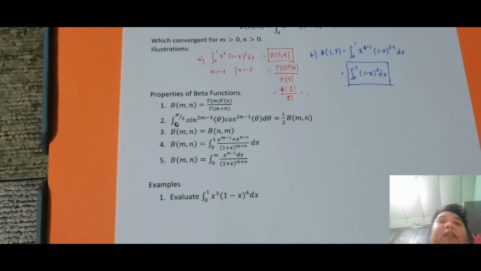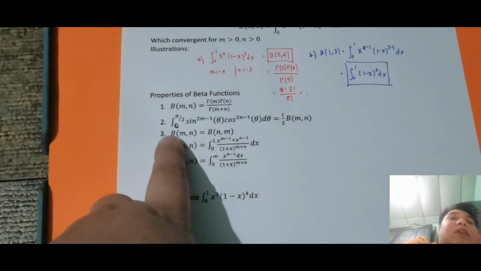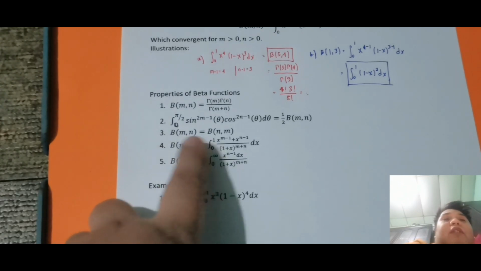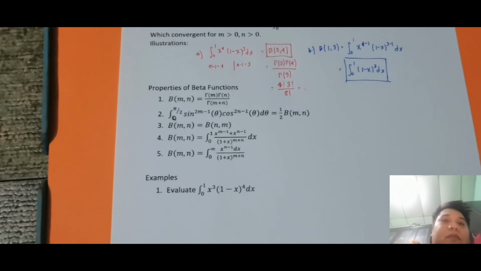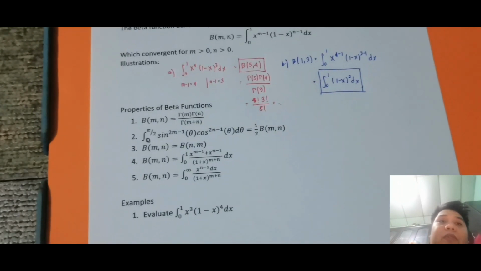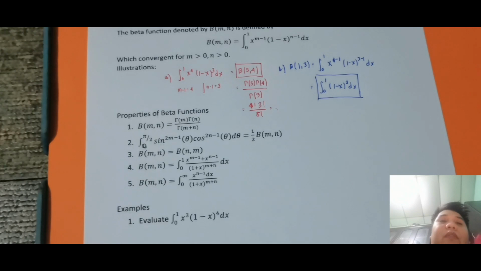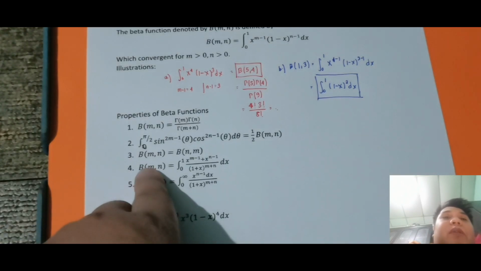Number 3, dito is beta is commutative. So, B of m comma n is just equal sa B of n comma m. Same lang sila ng result. Number 4, this is the other form. So, kung from 0 to 1, may ibang form siya na kung saan B of m comma n.